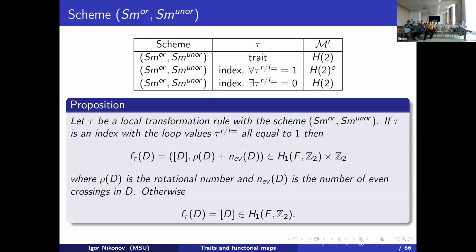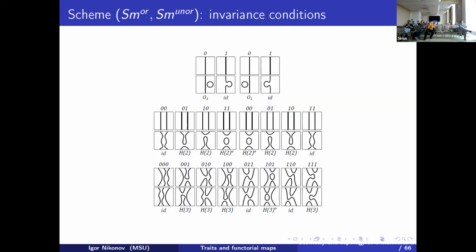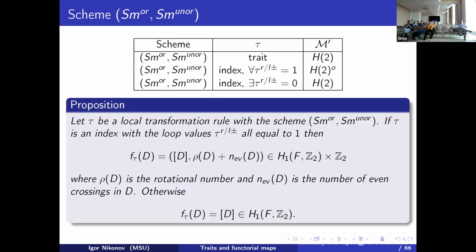And in this case, we get the saddle move H2. If our trait is an index, that means that we don't have the cases 0, 1 or 1, 0, and the new theory will be generated by the move H2O. So we have three possible cases for the destination of theory, and depending on it, we have different results for the corresponding functorial map.